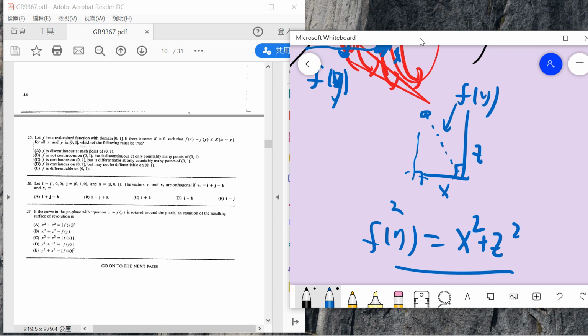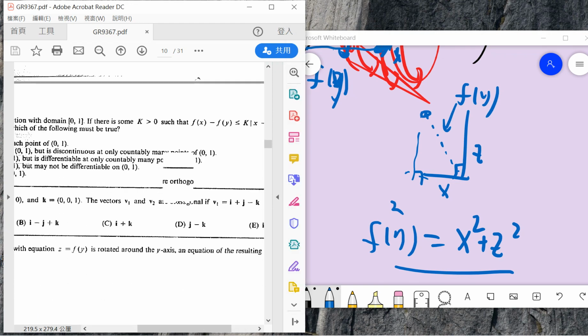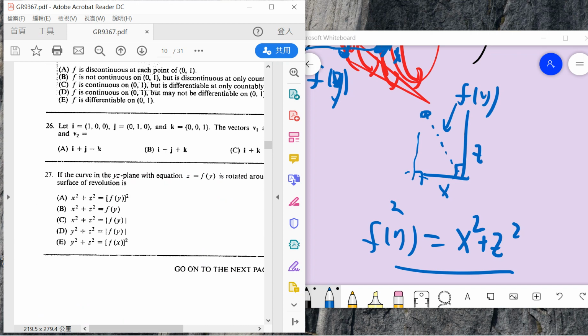So the answer is A. The answer is A. That's it. So let me see. Okay, so B is not correct. The C is, I mean, it's obvious that the E should be correct. The A should be correct.